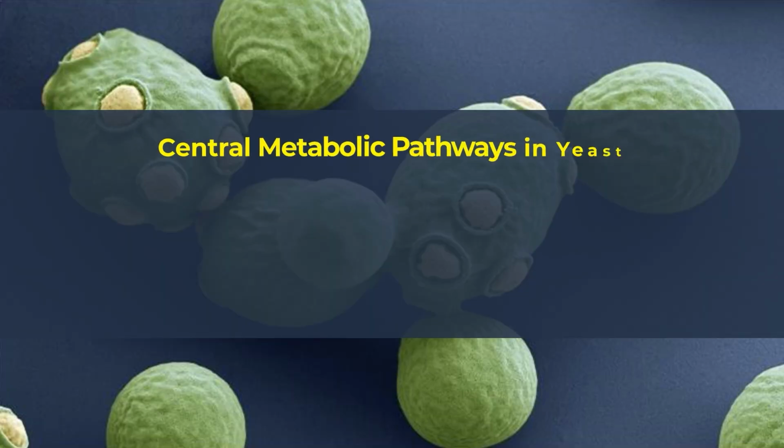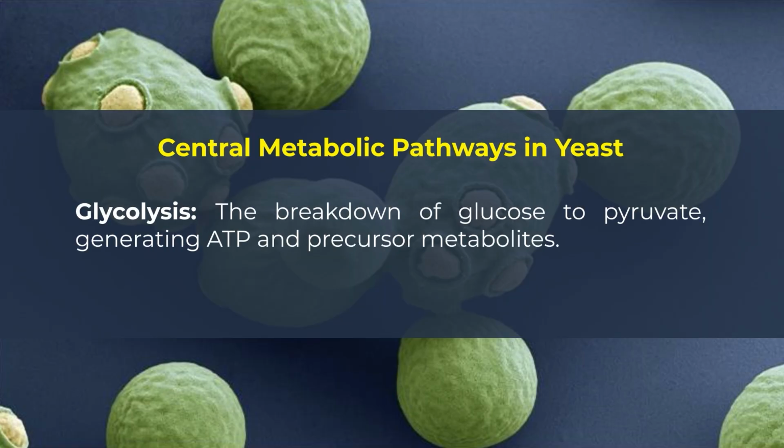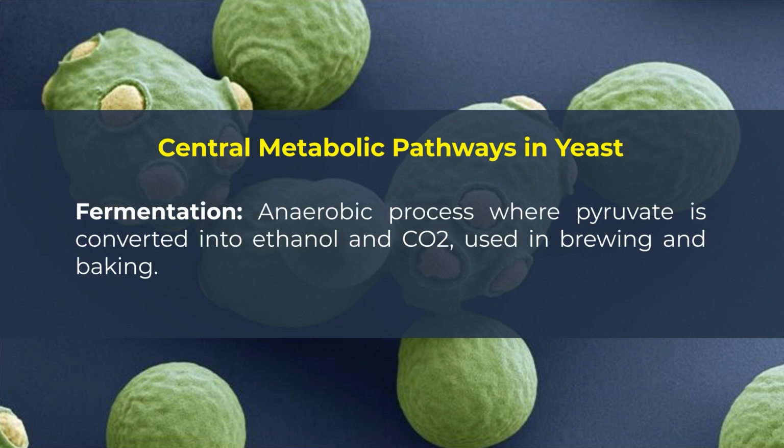Now let's talk about yeast metabolism. The central metabolic pathways in yeast are: the first is glycolysis, next is fermentation, and then respiration. In glycolysis, the breakdown of glucose to pyruvate happens, which results in the generation of ATP and precursor metabolites for further cycles. Fermentation happens in anaerobic condition.